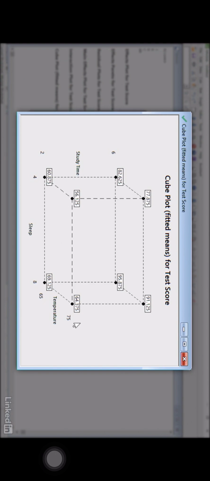And basically, we see that the highest test score is the combination where we have study time at 6, sleep at 8 hours, and temperature at 65. So that is the best combination for our sleep study in terms of maximizing test results. There you have it, DOE for 2K full factorial.